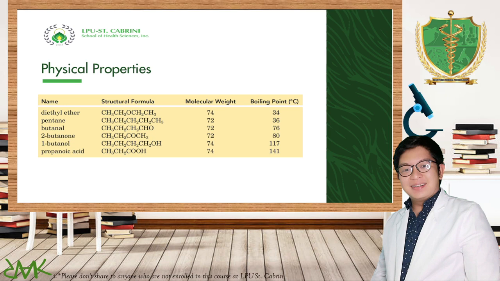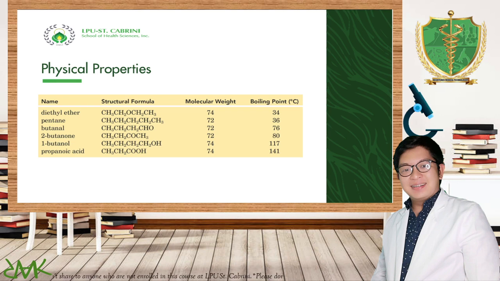Di ba? Yun yung sinabi natin kanina. Aldehydes and ketones have a lower boiling point as compared to alcohol and carboxylic acid. And alcohol and carboxylic acid are capable of forming hydrogen bonding because of the OH bond on the functional group.